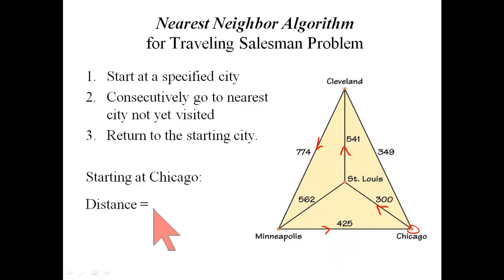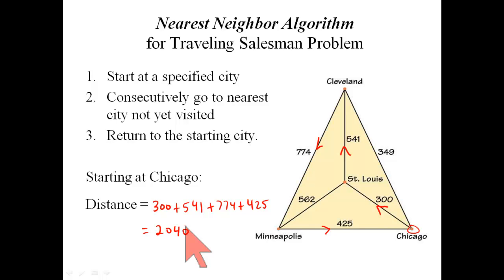So the distance that I ended up using is 300 plus 541 plus 774 plus 425. And that works out to be 2040. Is that the best you can do? Oh, I don't think so.